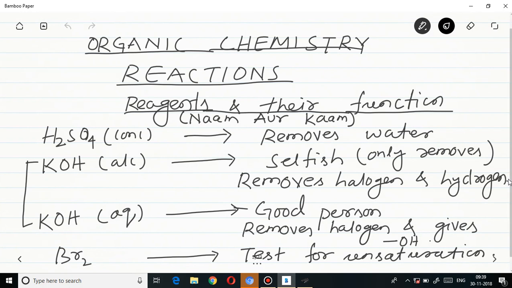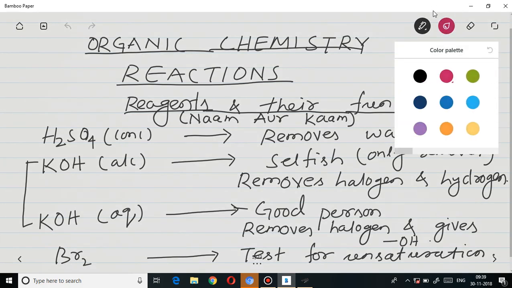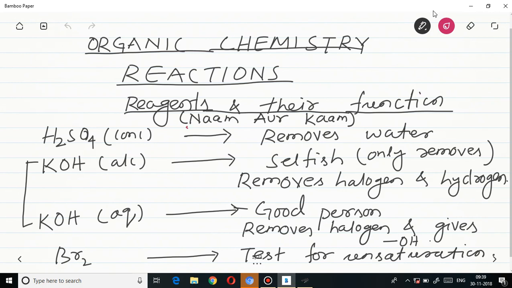So we will start with the reagents and their function. Reagents are very important. If you remember the reagents and their function, reactions will be very easy for you. And I say it NAM and TAM. So it is very important. Now this NAM and TAM are very important. Now our first reagent is concentrated sulfuric acid.